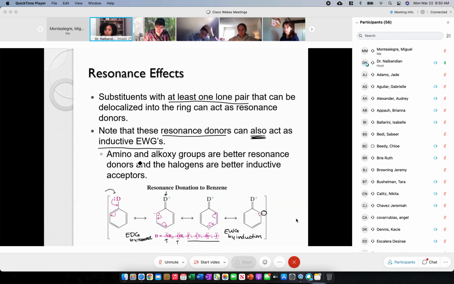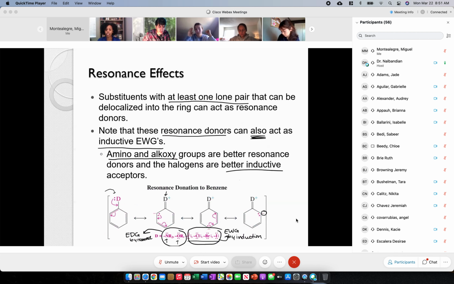But for these, what's the difference? Well, our amines and our alkoxy groups are going to prefer to be resonance donors, whereas our halogens are going to prefer to be electron withdrawing groups. They're better inductive acceptors. They're more electronegative than nitrogen and oxygen, so they're better at pulling away electron density by induction, whereas nitrogen and oxygen are better at donating their electron density, so they're better resonance donors.